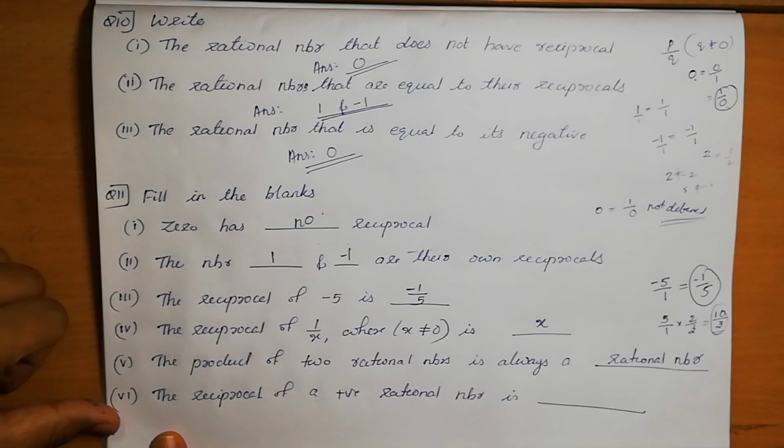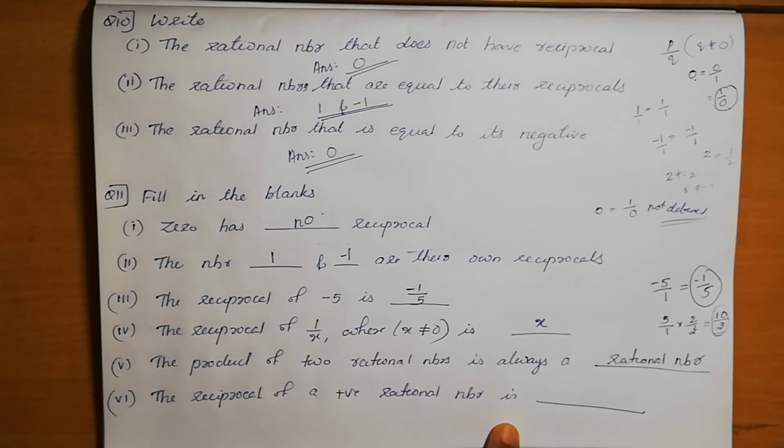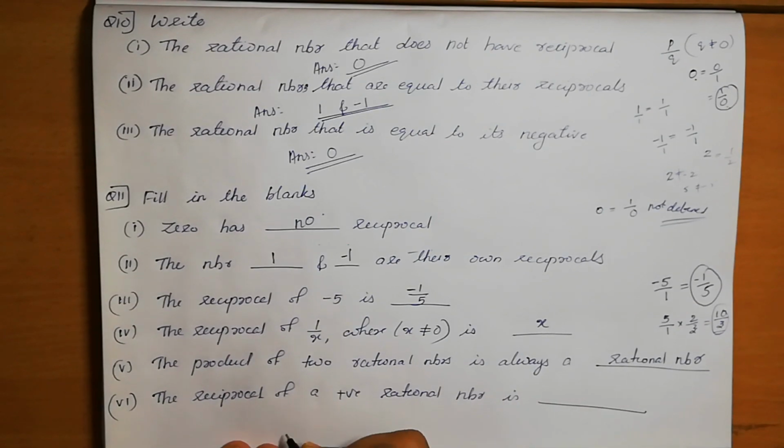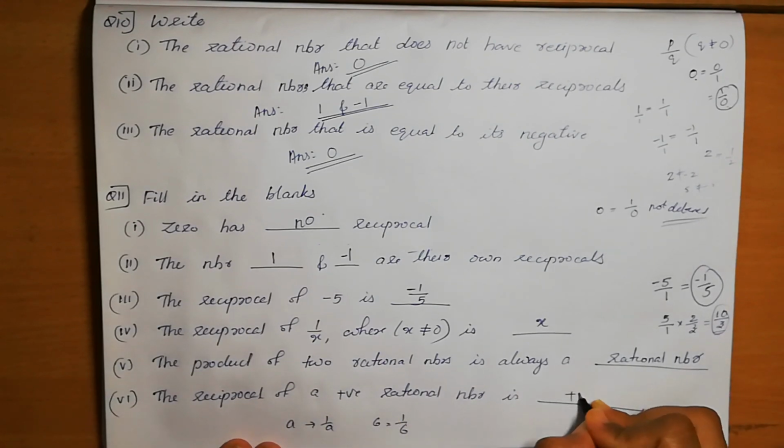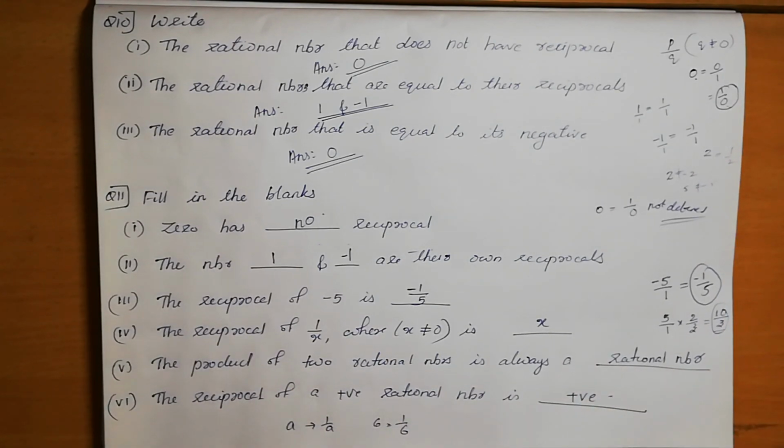Sixth one. The reciprocal of a positive rational number is dash. Reciprocal of a is 1 by a. The reciprocal of 6 is 1 by 6. The reciprocal of a positive number is always a positive number. The reciprocal of a positive rational number is positive. This is the answer.